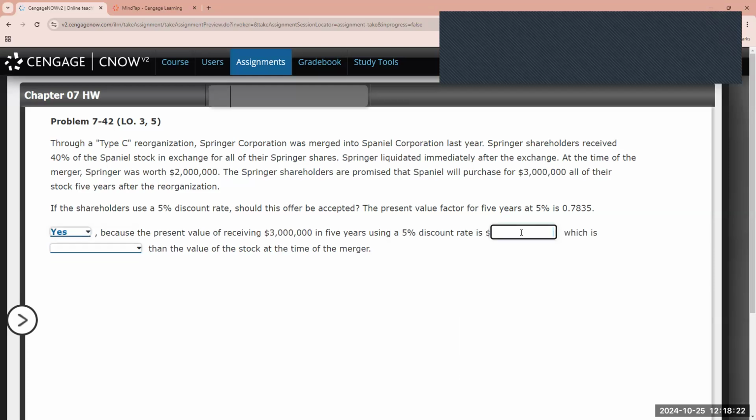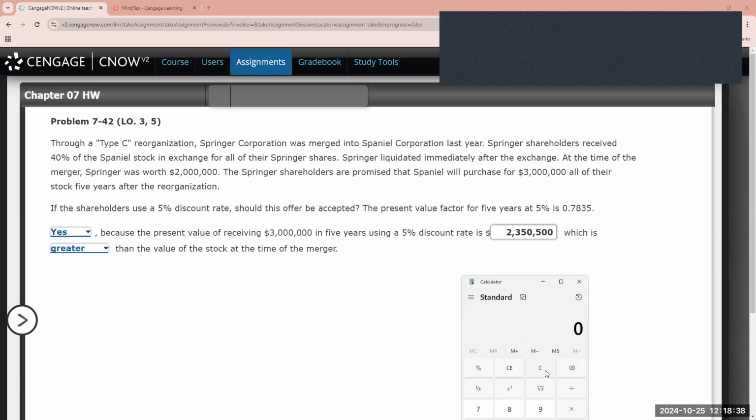should it be accepted? The answer is yes, because the present value is $2,350,500, which is greater than the 2 million value they hold now. So how do we get that again? 3 million multiplied by the present value factor, which is given, 0.7835. So it's worth $2,350,500 when it is now worth 2 million. So therefore, yes, they should accept this offer.